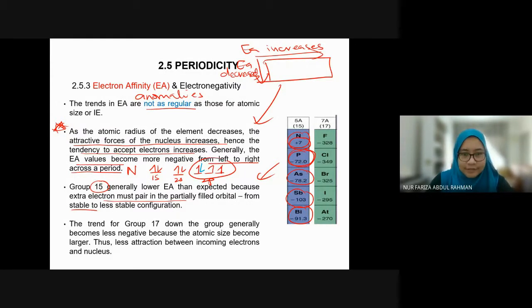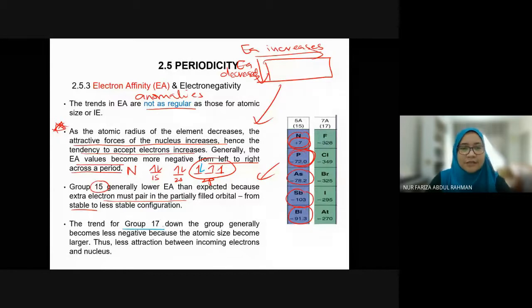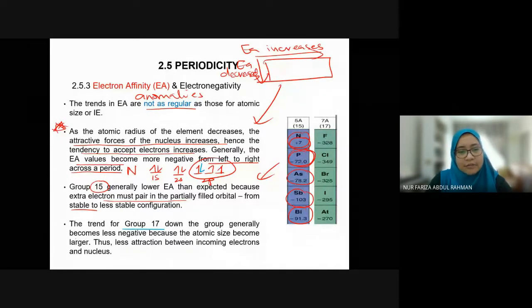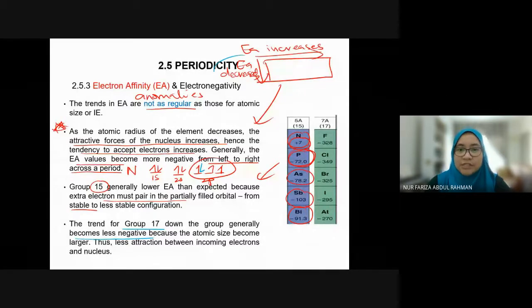Okay, and the trend for group 17 down the group generally is not an anomaly. Group 17 is normal. Down the group, electron affinity generally becomes less negative. This is due to the electron affinity decreasing down the group.